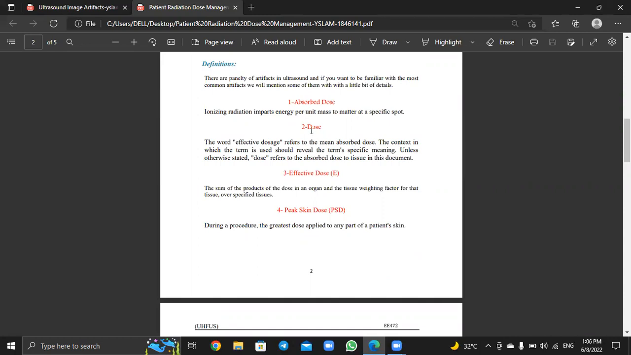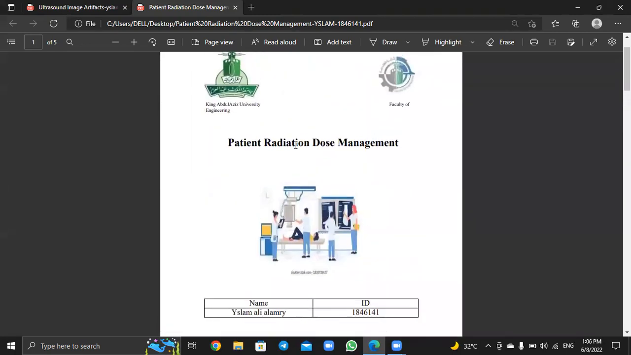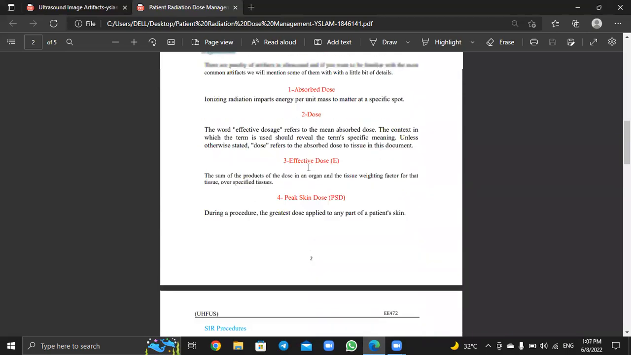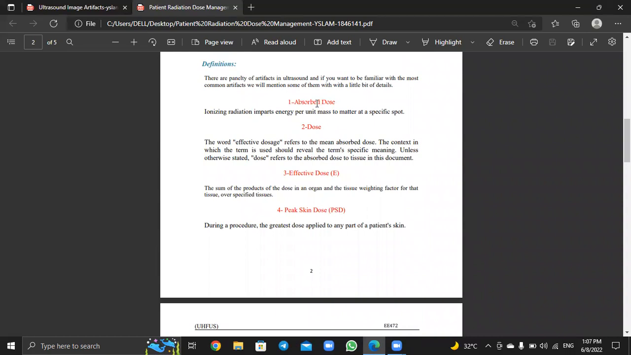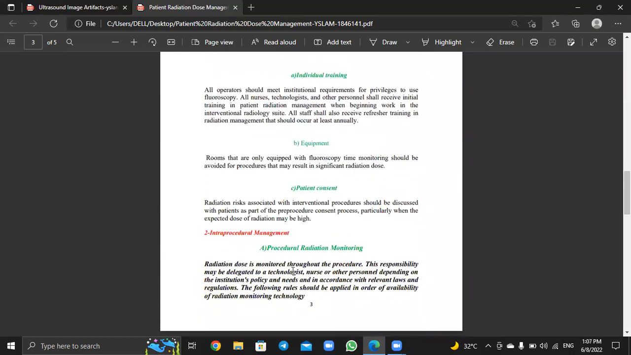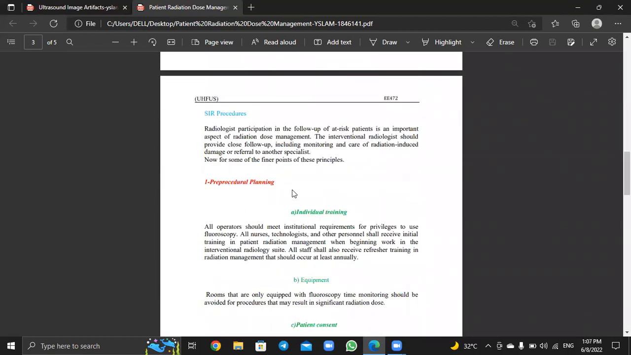It doesn't have a specific issue with the patient. It is just general definitions in order just to get the point of the radiation dose. So you have absorbed dose and effective dose and peak skin dose. So here you have to know every one of them in order to know later on what it means of the rights and what it means of the rest of the research.